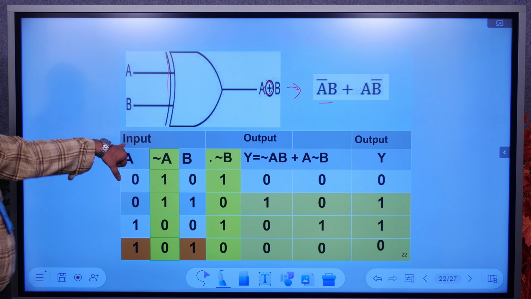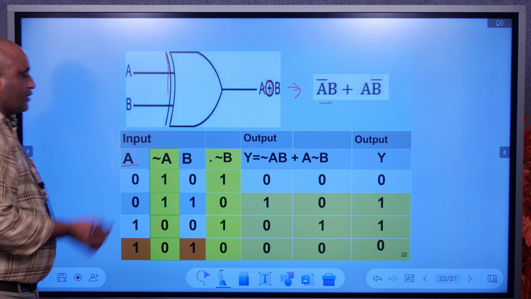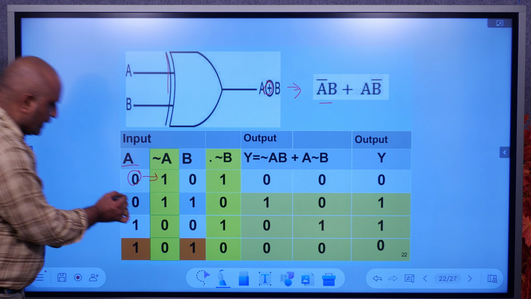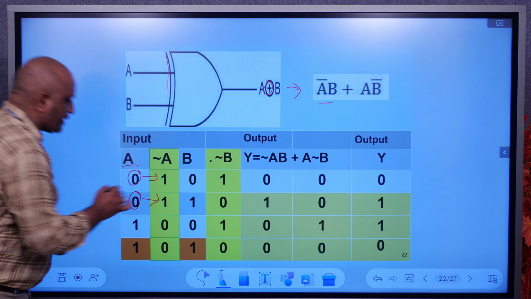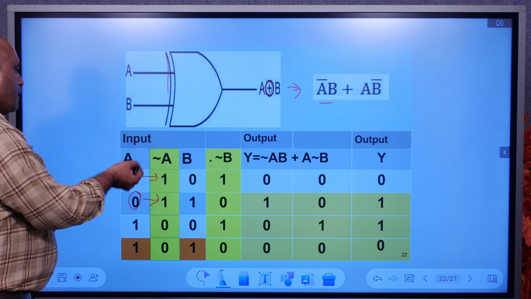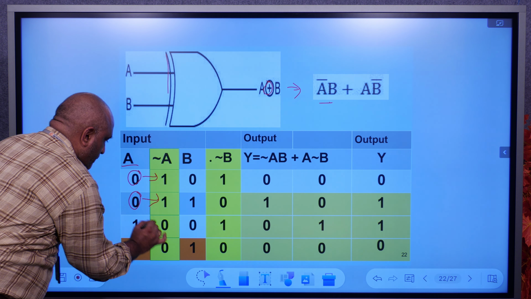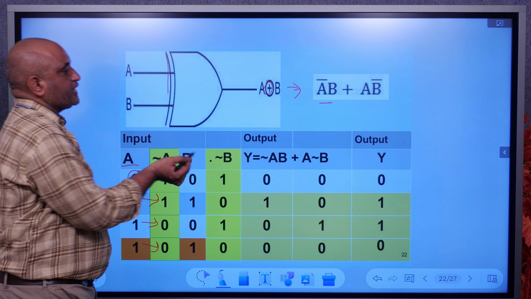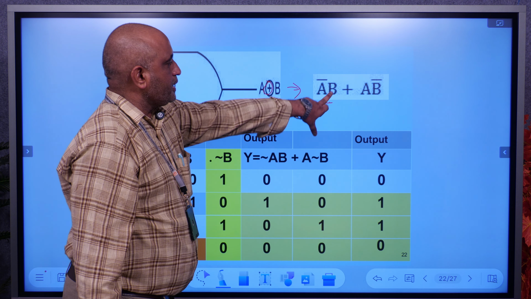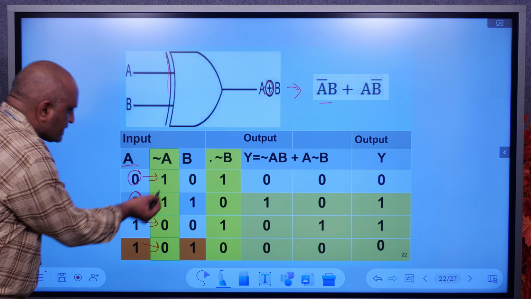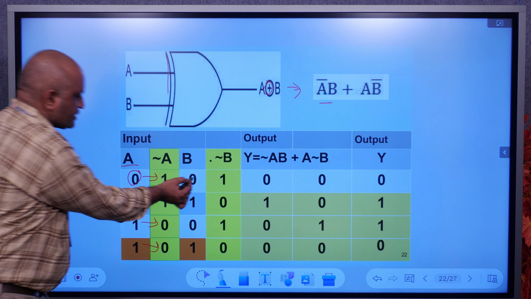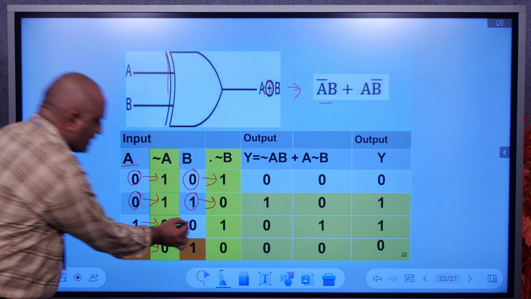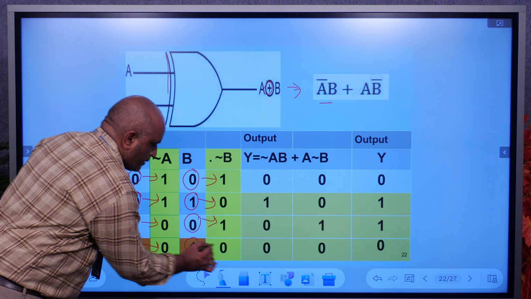Suppose A is the input. Suppose the A input is 0, then A bar is 1. A equal to 0, A bar is 1. A is 1, A bar is 0. A is 1, B bar is 0. Consider A and B, because A exclusive OR B is nothing but A bar B plus A into B bar. Next, consider the B input. B is 0, B bar is 1. B is 1, B bar is 0.